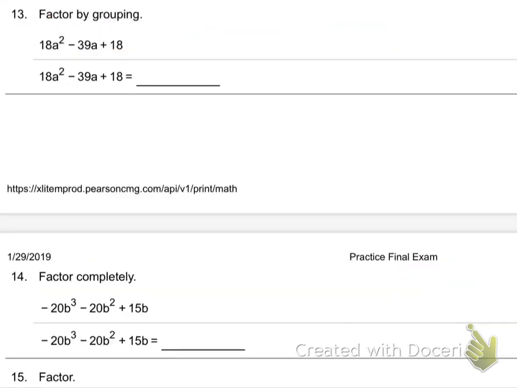Okay, so number 13, we're supposed to factor. What's the first step in every factoring problem? GCF. Take out what's in common. Looking at these, what goes into all those numbers? 3 does. You can just use your calculator. So that'd be 6a squared minus 13a plus 6.